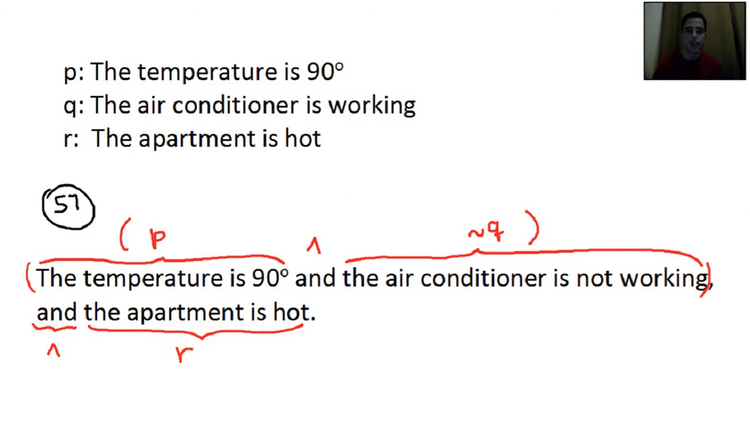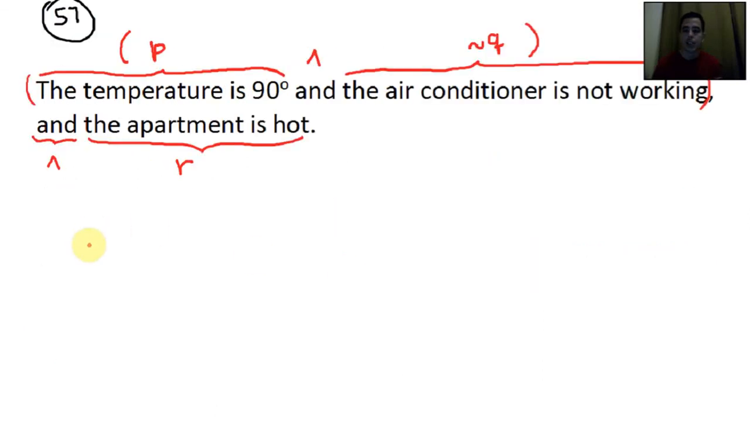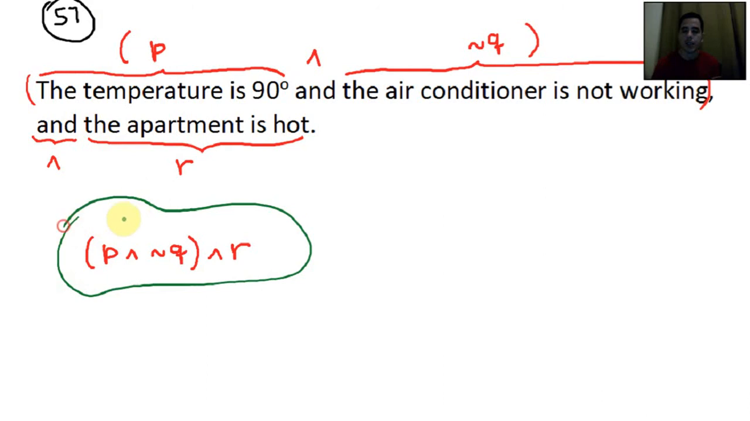So let's put this together. The statement becomes P and negation Q in parentheses. I'm grouping these two because of the comma: the temperature is 90 degrees and the air conditioner is not working. And that is followed by and, the apartment is hot, so that's R. That is the symbolic form of this whole statement. So you can see that in this section we are just converting sentences into symbols.